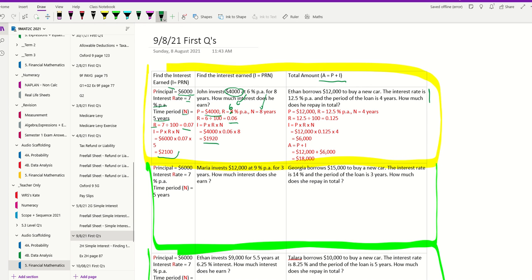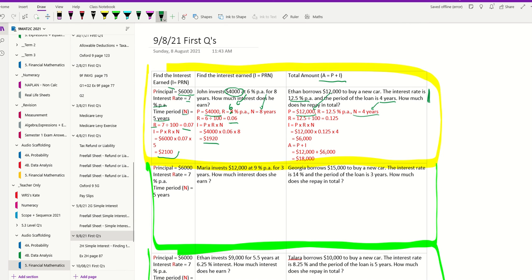Ethan, this is on borrowing. Ethan borrows $12,000 to buy a new car. So he gets $12,000 from the bank and gives it to the car dealership to buy his car. The interest rate is 12.5% per annum, and the period of the loan is 4 years. How much does he repay in total? So the first thing we need to do, we've got them down to our P, 12,000, our rate, 12.5%, our time period, 4 years. So we filled in those.